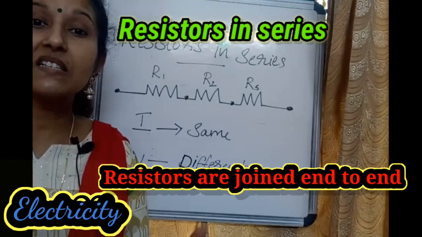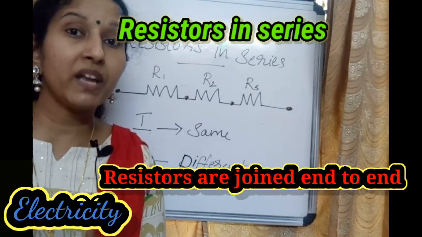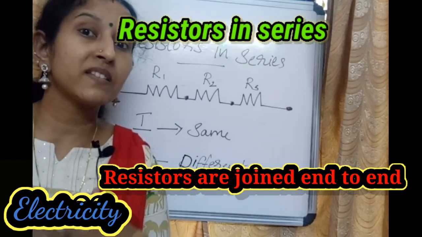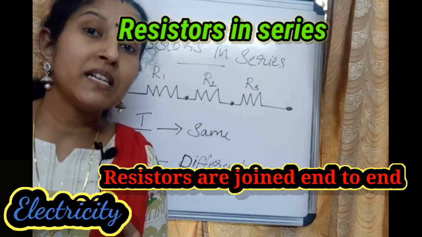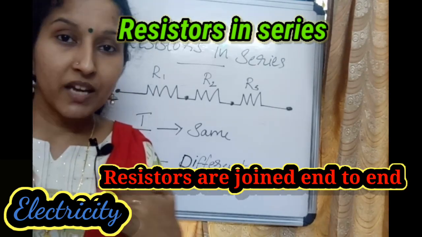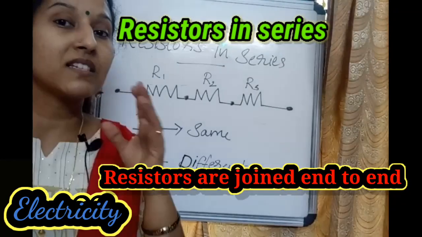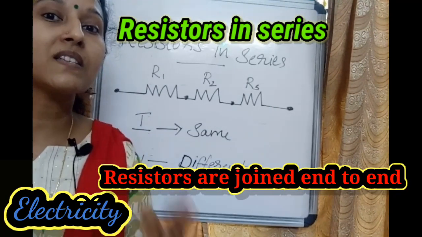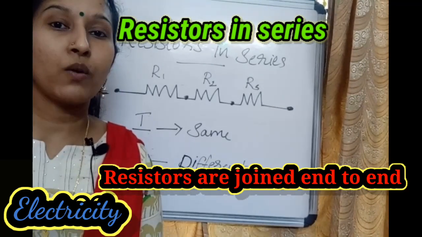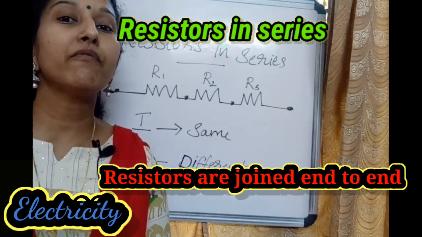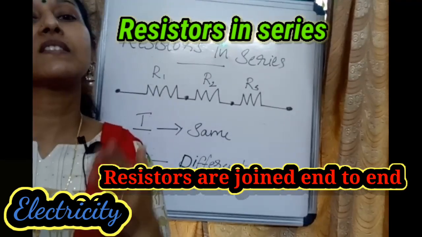So what is a series arrangement? Many resistors are said to be in series connection if they are joined end to end. End to end arrangement is series connection, and in series connection all the resistors carry the same current, which means I is same for series connection and the potential difference is different.